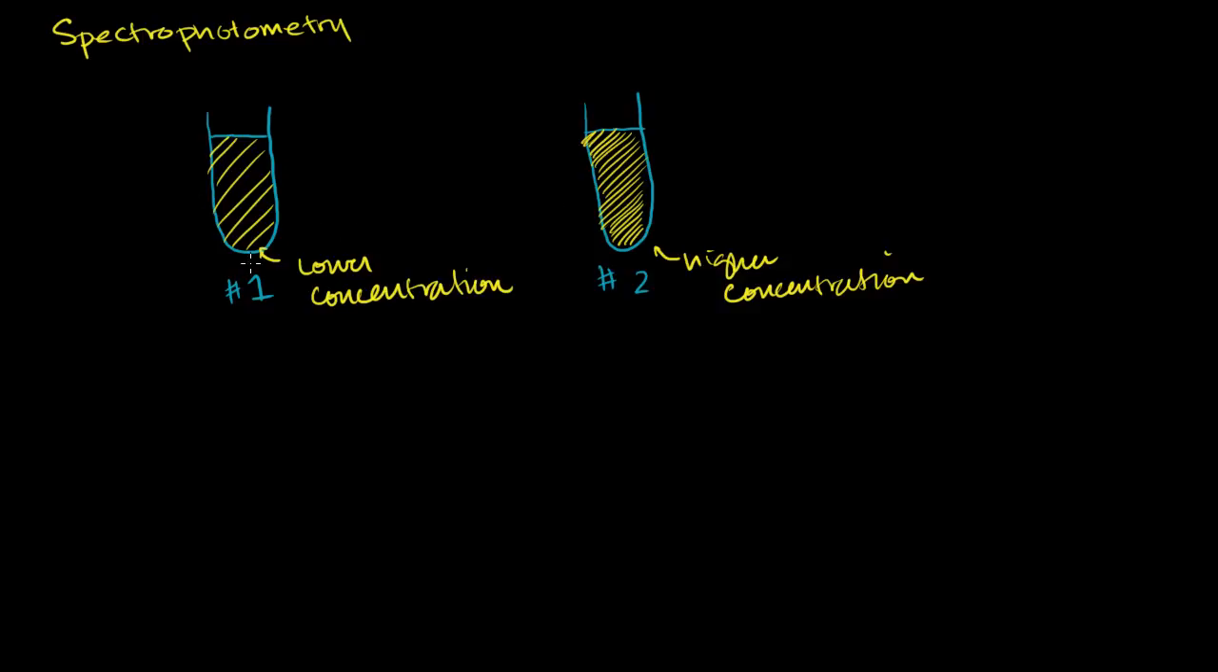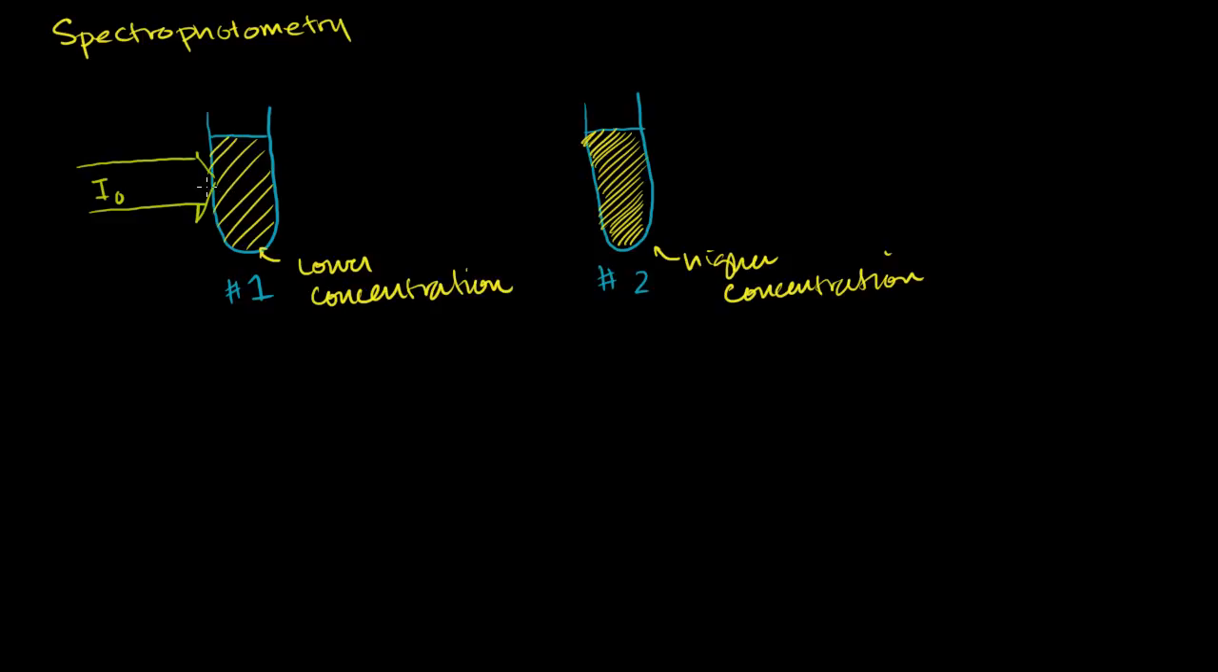Now let's think about what will happen if we shine some light through each of these beakers. Let's just assume that we are shining a wavelength of light that is specifically sensitive to the solute that we have dissolved in here, but I'll leave that pretty general right now. So let's say I have some light here of some intensity. Let's call that the incident intensity. I'll just say that it's I0.